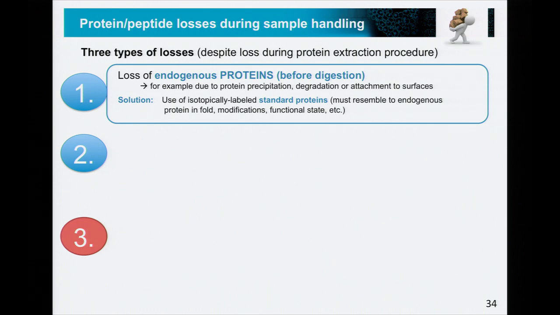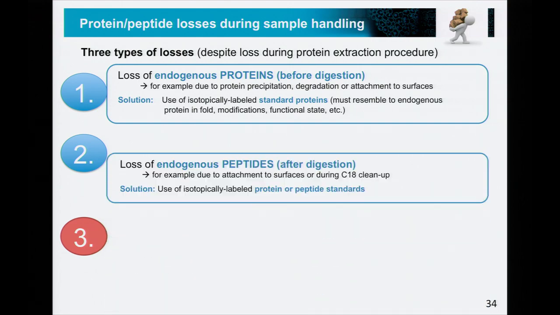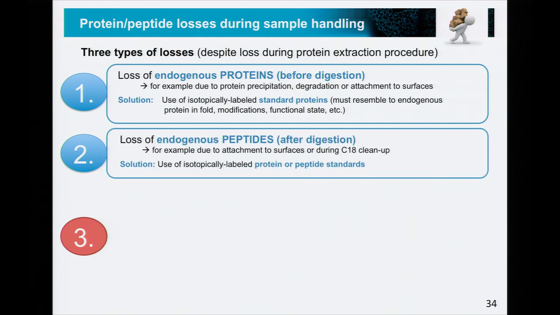And the solution to account for those protein losses that happen before digestion is to work with the stable isotope-labeled protein standards, because they can be spiked in after extraction, and then you're assumed to be safe to account for those protein losses. But also after digestion, so once you are on peptide level, you can lose peptides. When you do a C18 cleanup or any other type of cleanup, you will for sure lose peptides. And again, when you spike in an isotope-labeled peptide standard, that's the way to quite confidently account for these losses.